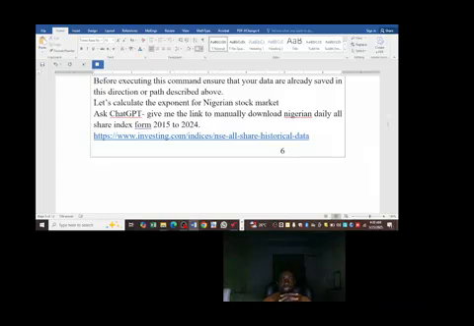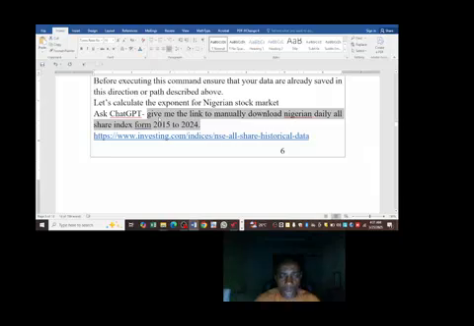Now let us quickly download the data for Nigeria, then calculate the exponent of the Nigerian stock market. I will ask ChatGPT now: give me the link to manually download Nigeria Daily All Share Index from 2015 to 2024. This is my specified period, 2015 to 2024. I will just copy this, and I will execute this in ChatGPT. I will go to ChatGPT to execute it.